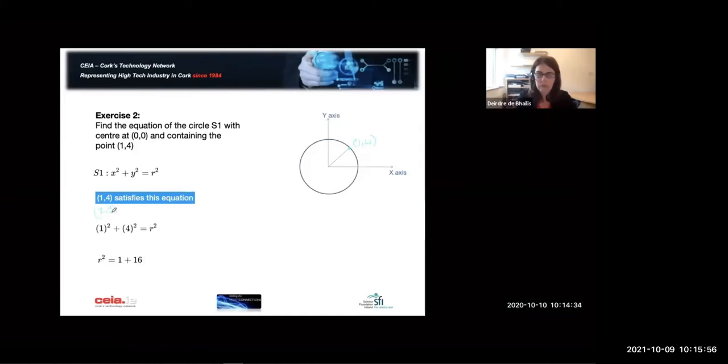So we'll get r squared is equal to 1 plus 16. r squared is equal to 17. r is equal to root 17. Applying that into this equation here, we will see that the equation of the circle is x squared plus y squared is equal to 17. And we see that.